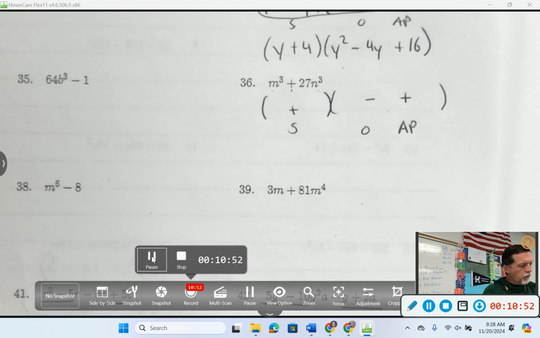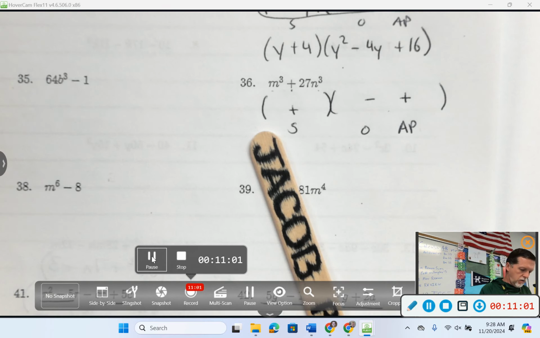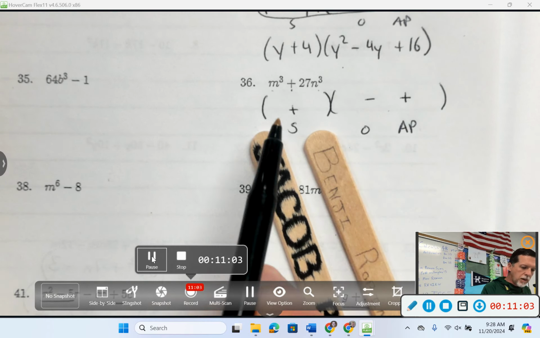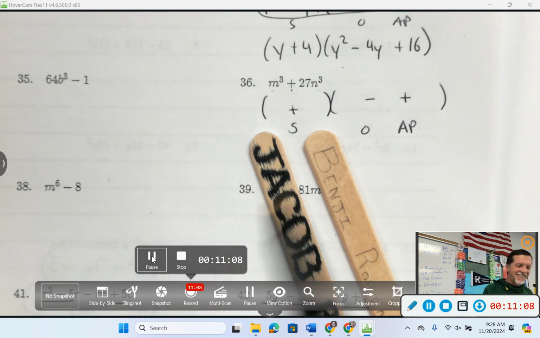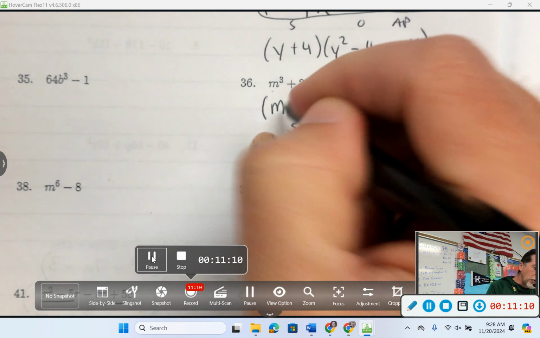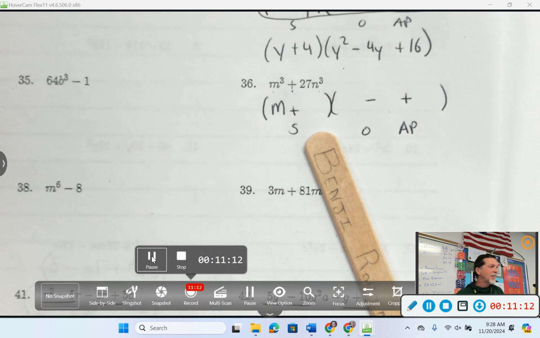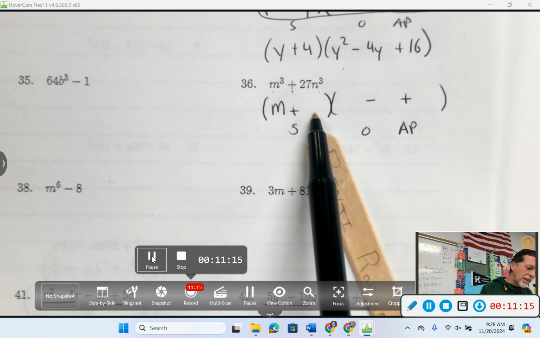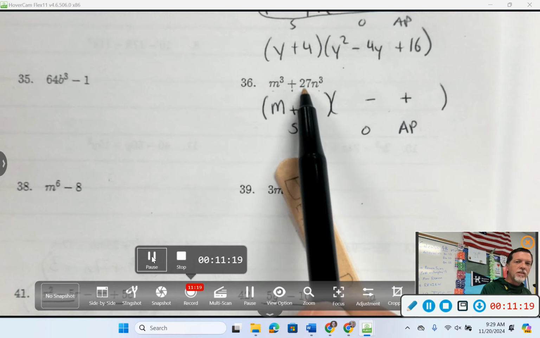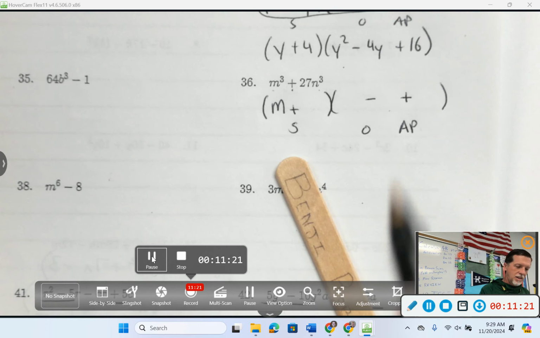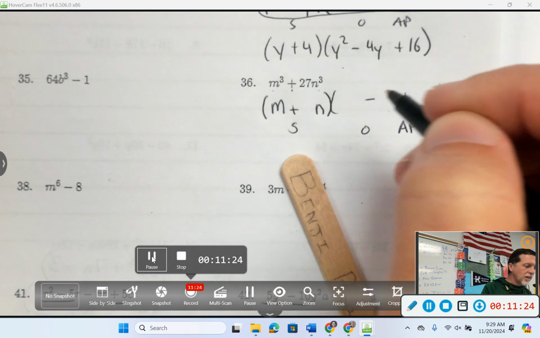So the first parentheses is usually the simpler one. So, Jacob, what's going to be in this spot right here? Wait, just this spot. Yep. Intercepted you. I'm sure you're going to be right, but I wanted to hear from Benji as well. So, Benji, what would go in this spot? What would I cube to get to 27n cubed? N's part of the answer. 3n. So 3n.